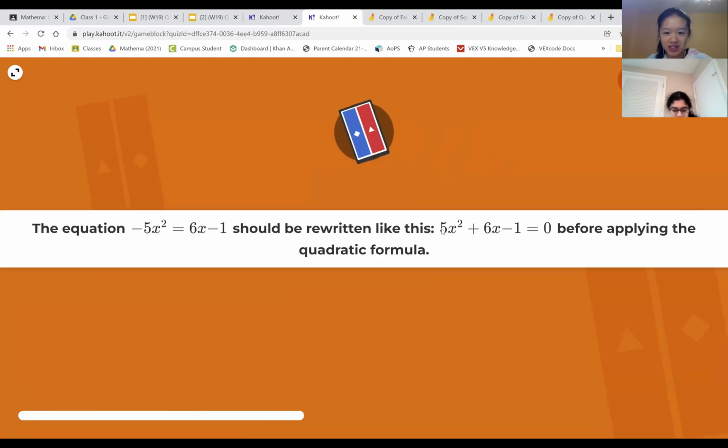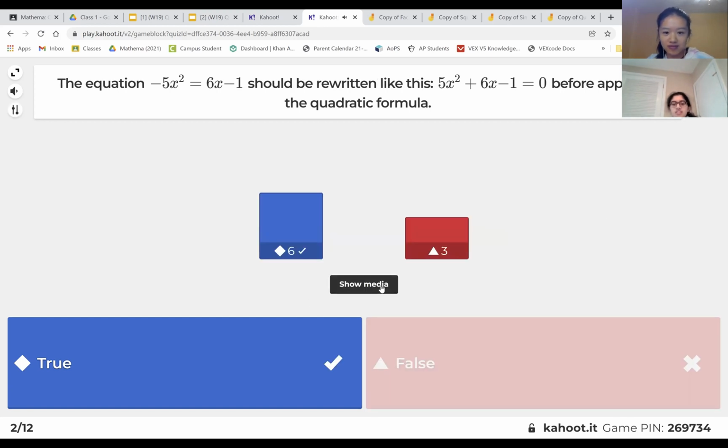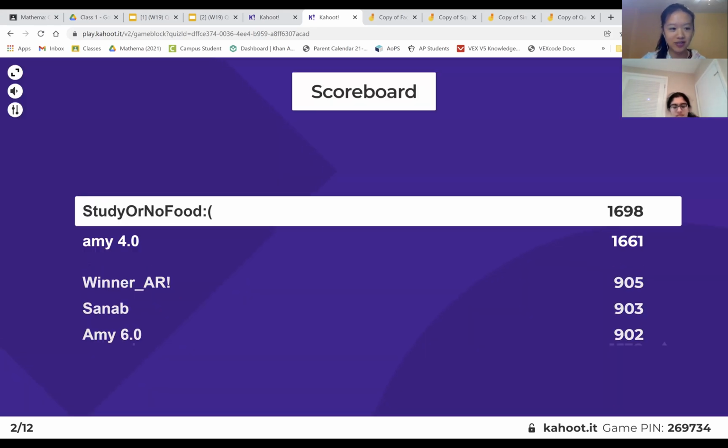This question should be written like this before applying the quadratic formula. Should it be or should it not be? I mean, technically, you don't have to rewrite it like that, but you just get it wrong. Technically, you don't have to write anything, but you would get it all wrong. Yeah, so set everything to 0. Don't forget, if it's equal to some other constant on this side, do not forget to subtract that.